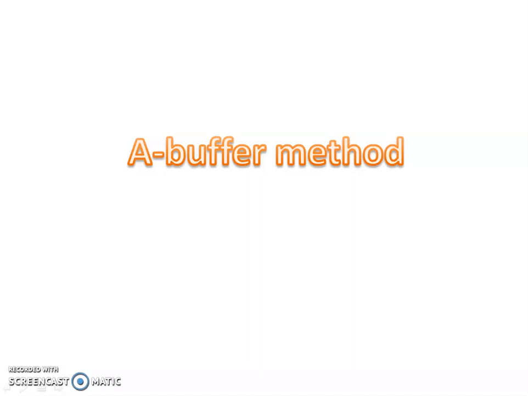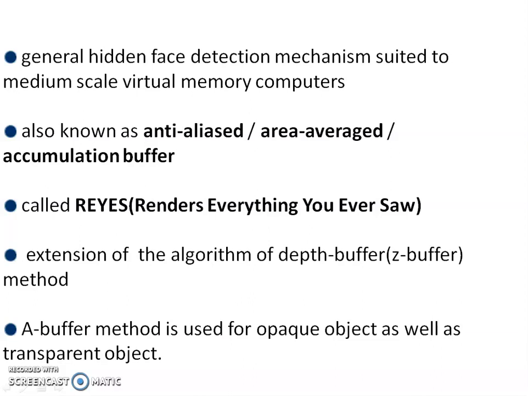Today we are going to discuss the A-buffer method. It's a general hidden surface detection mechanism suited to medium scale virtual memory computers. It's also known as the anti-aliased, area-averaged, accumulation buffer, and also known as RAES, renders everything you ever saw. That is, it renders transparent surfaces as well as opaque surfaces. It's an extension of the depth buffer or Z-buffer method.